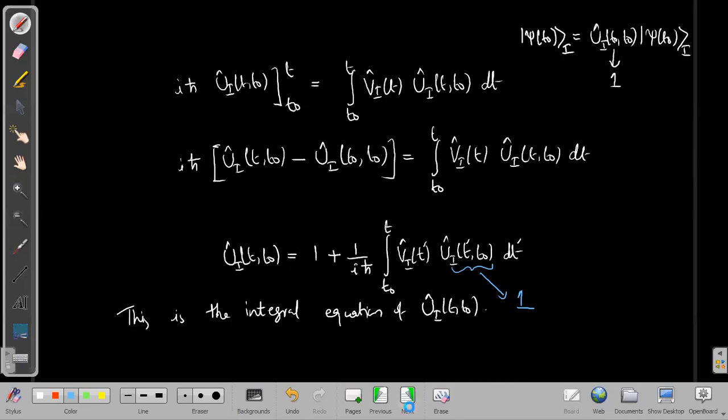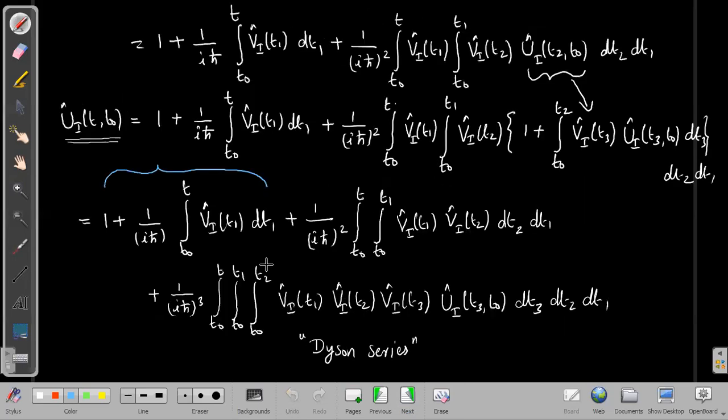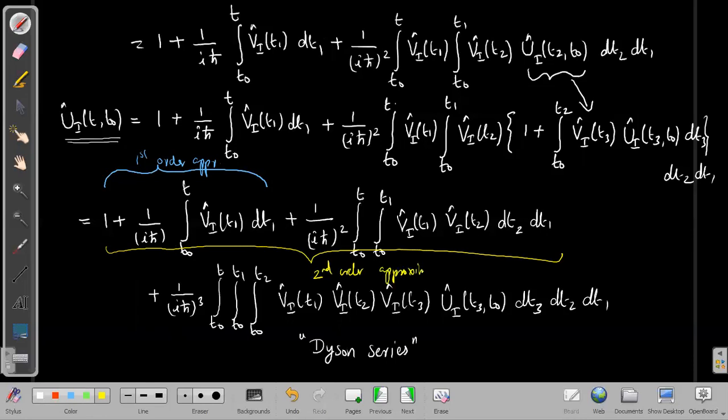So in time dependent perturbation theory, we get the first approximation for UI if we take the first two terms. I can write it as the first order approximation. Now what would be the second order approximation? The second order approximation we'll get if you take the first three terms.